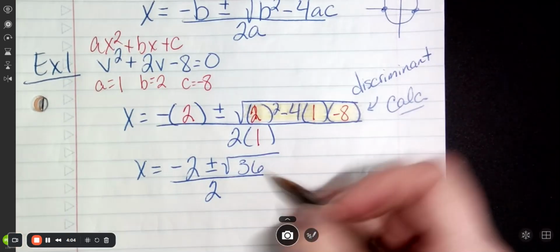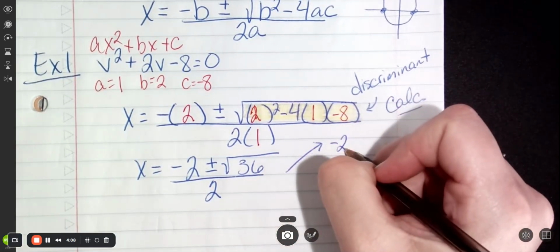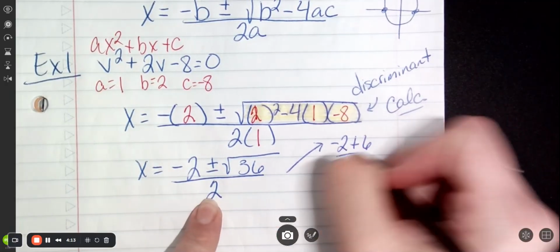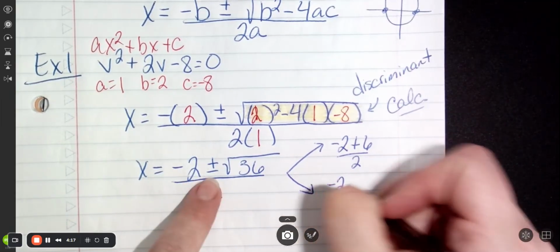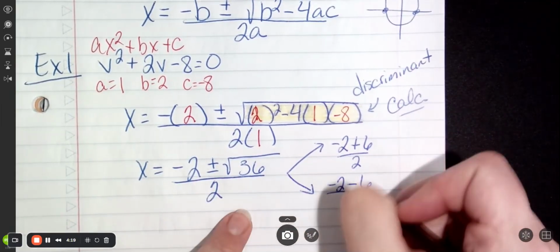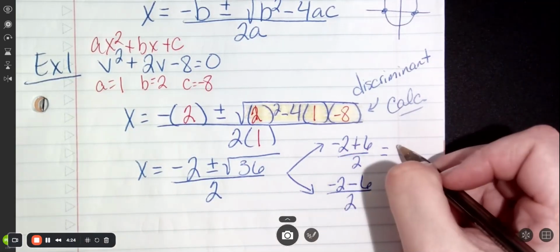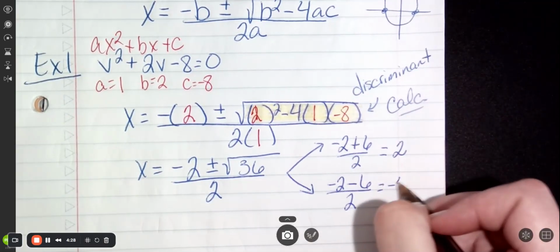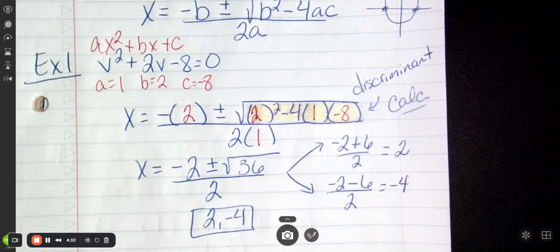Well, we know that 36 is a square number, so it's going to give us an easy problem here. So now we're going to work it out. Negative 2 plus square root of 36, which is 6, divided by 2. And then we're going to work it out for our second solution, negative 2 minus 6 over 2. Negative, what is that, 4 divided by 2 is 2. Negative 8 divided by 2 is negative 4. That's your answer. 2 and negative 4. I like that better than the table as well.